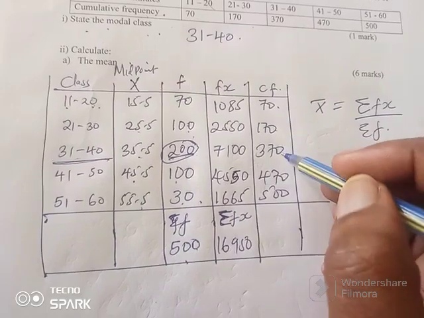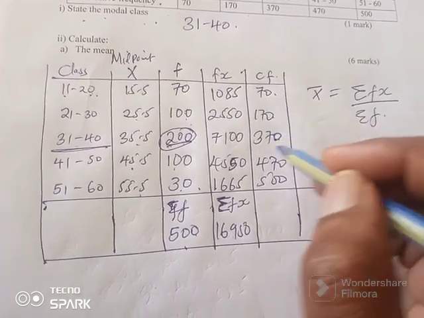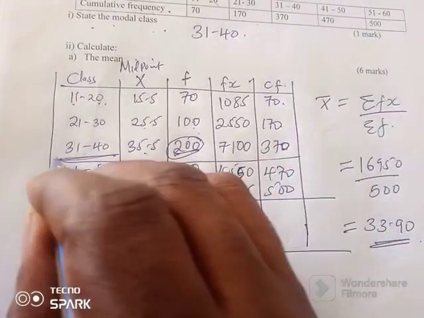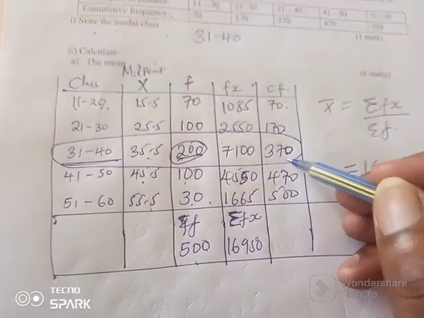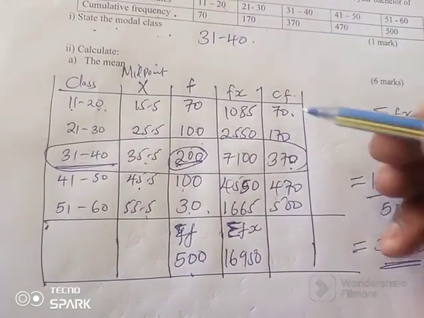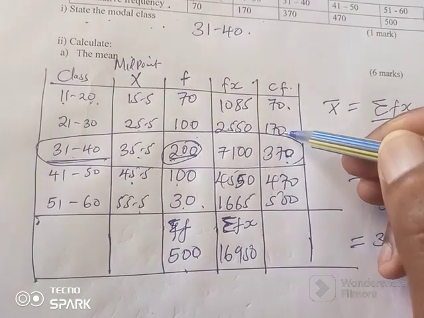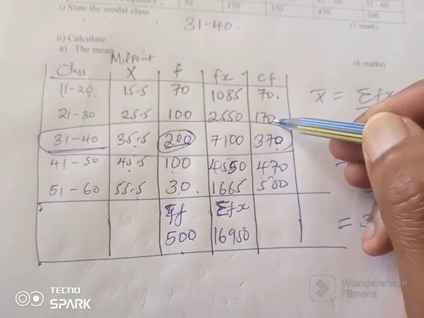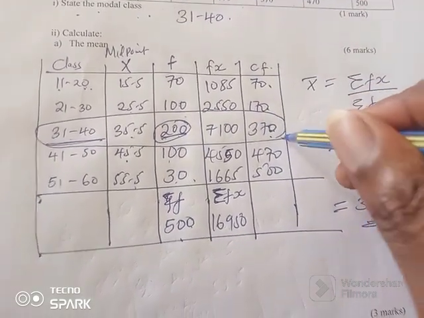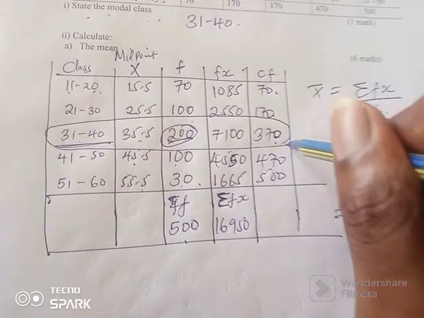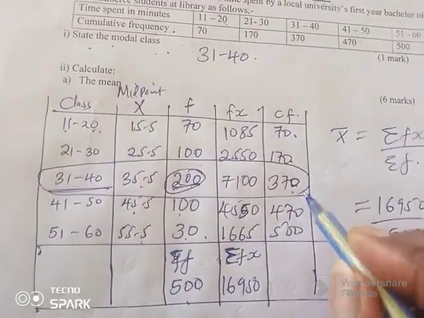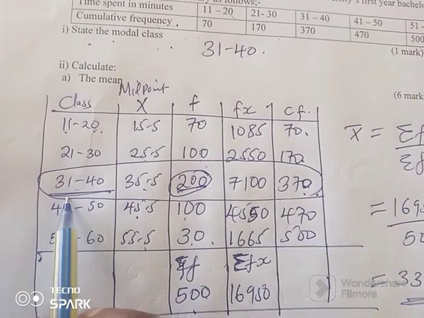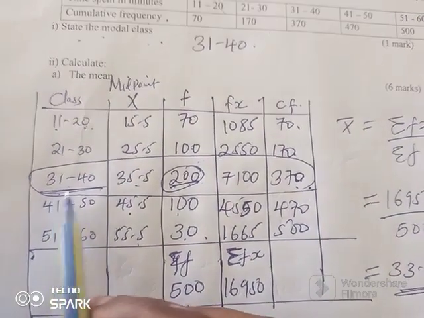So cumulatively, that item shall be found here in this class, because the first class had only 70. Added to the 100, we get 170. We have not reached the middle one. So the middle one will be found within the 370 cumulative. So that means the middle item is within the class 31 to 40.